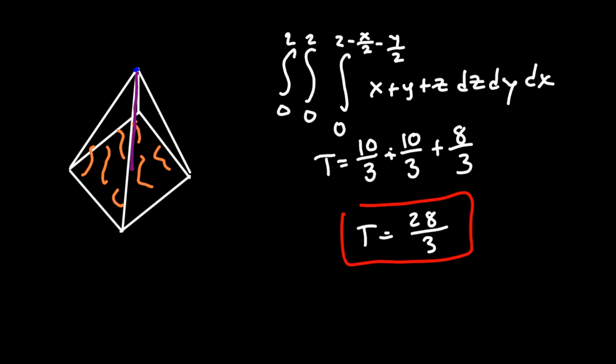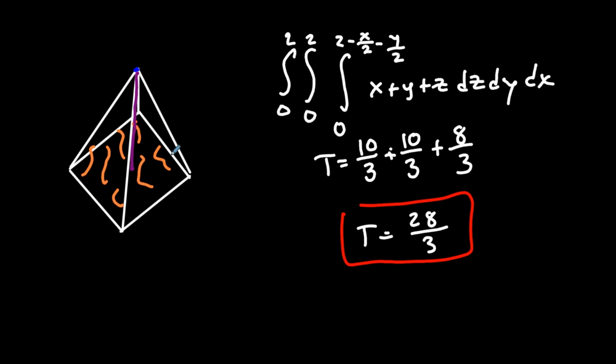So when we look at our final answer, we have t equals our 10/3 plus our 10/3, that's our x and y, and then our z is 8/3, and you can compute this on your own if you have time. And we're going to get 28/3 units of heat.